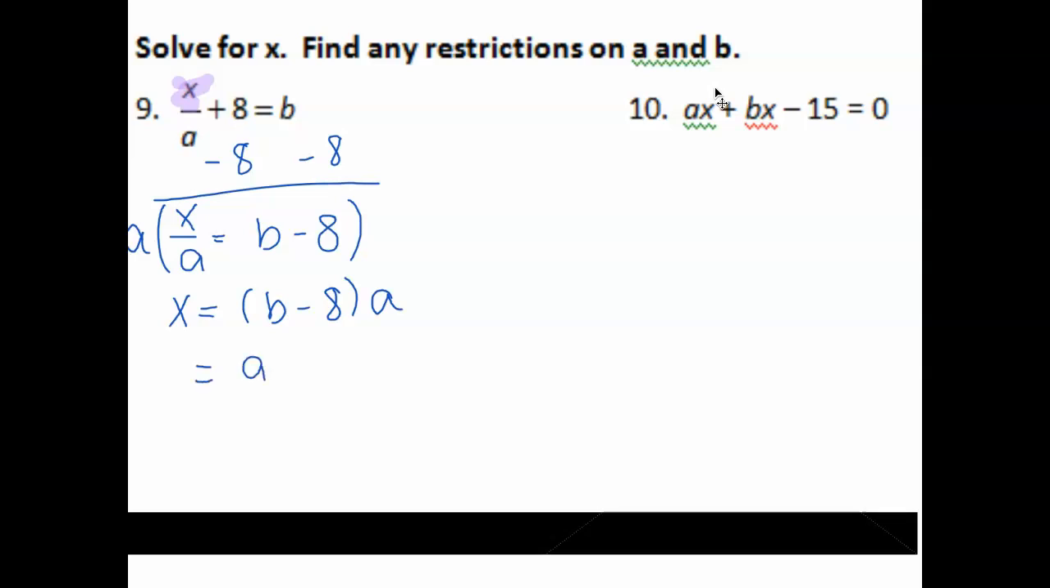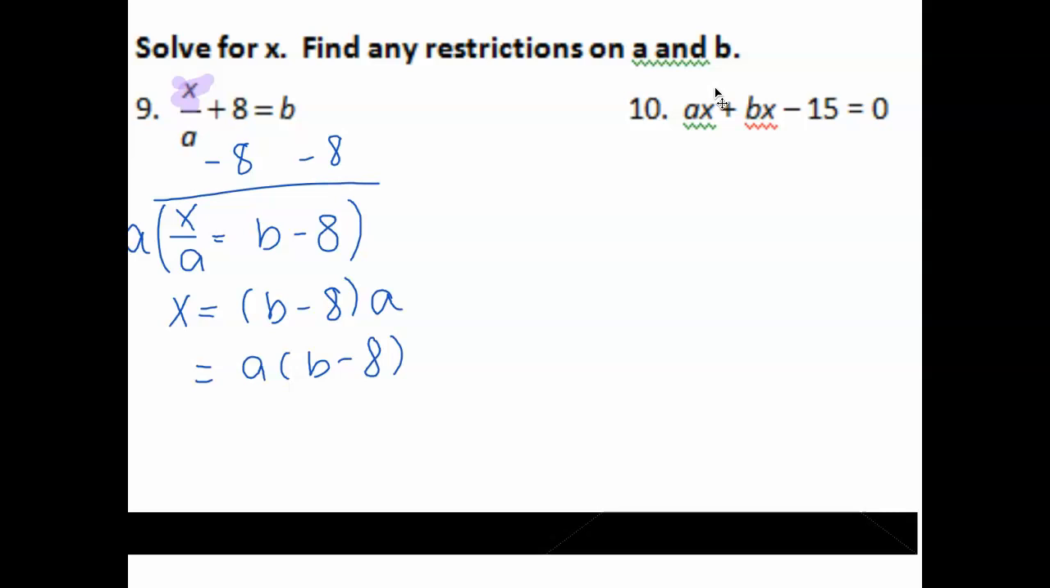You could also write the a in front. You must, however, have parentheses around that. You cannot say b minus 8 times a like this. That is not valid. So either of those are fine.